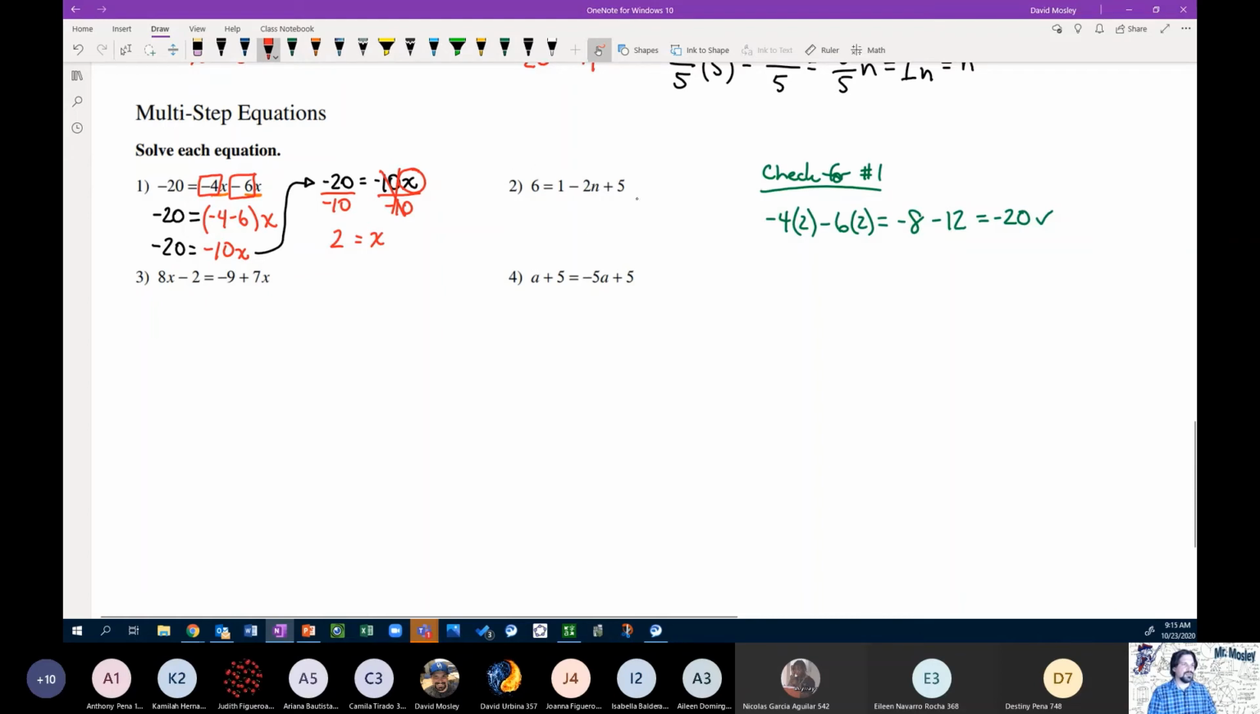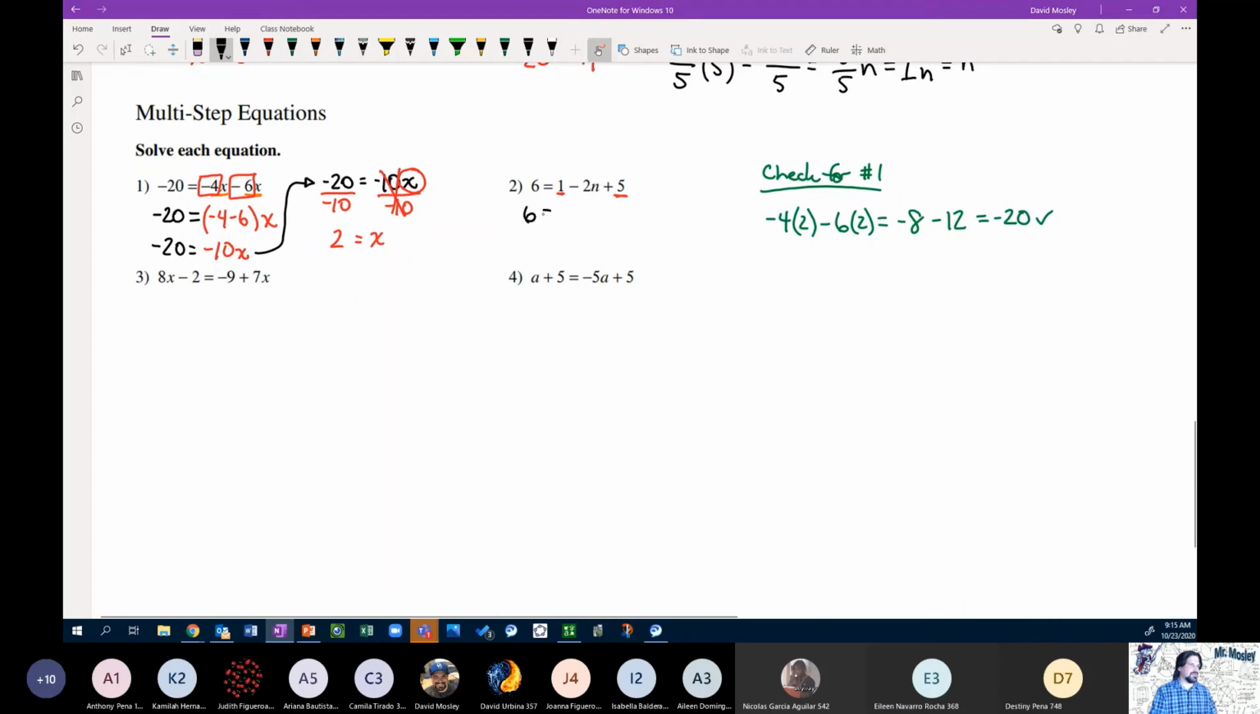So now, question number 2. We again have like terms. However, this time, instead of having like terms that both have a variable, we have like terms because we have regular numbers on the same side of the equal sign. So we have to combine those first. So we have a 1 and a +5.